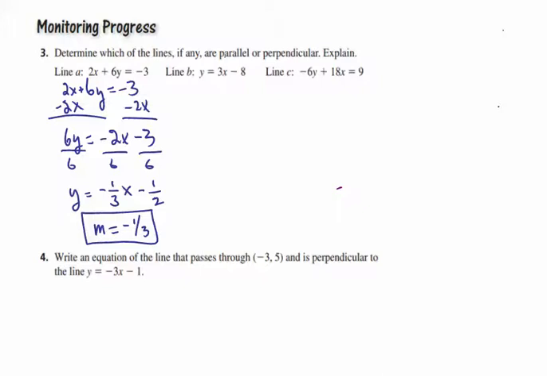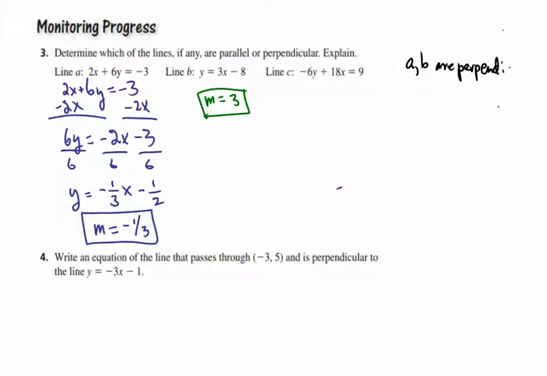Next, I go on to the second line. And fortunately, it's already in slope-intercept form, so all I have to do there is identify its slope. It has a slope of 3, and right away I can see that lines A and B are perpendicular.